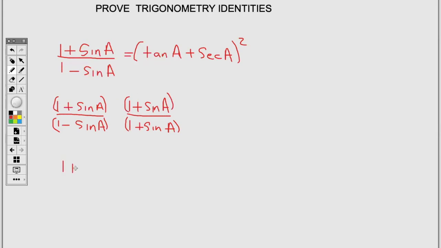Now 1 times 1 is 1 in the numerator, then we multiply 1 times sine A, that's sine A. Then we multiply sine A times 1, that's sine A. Then sine A times sine A gives us positive sine square A.